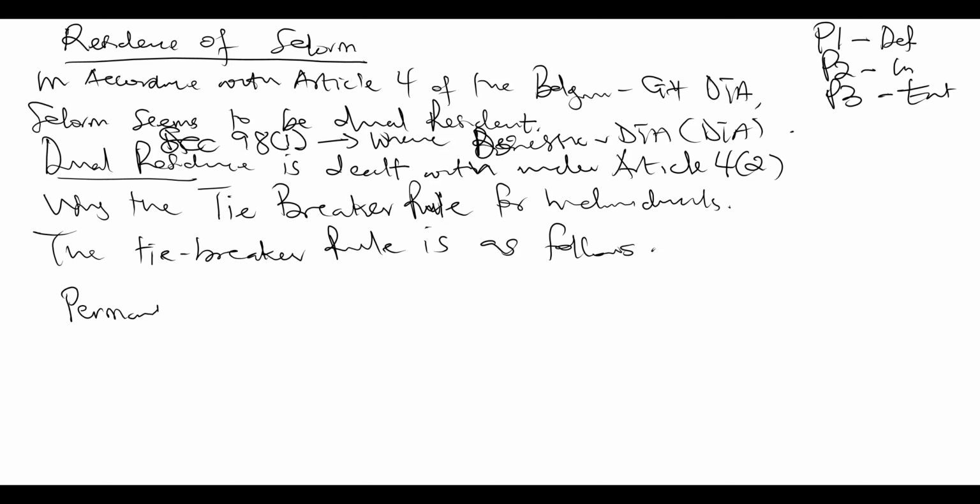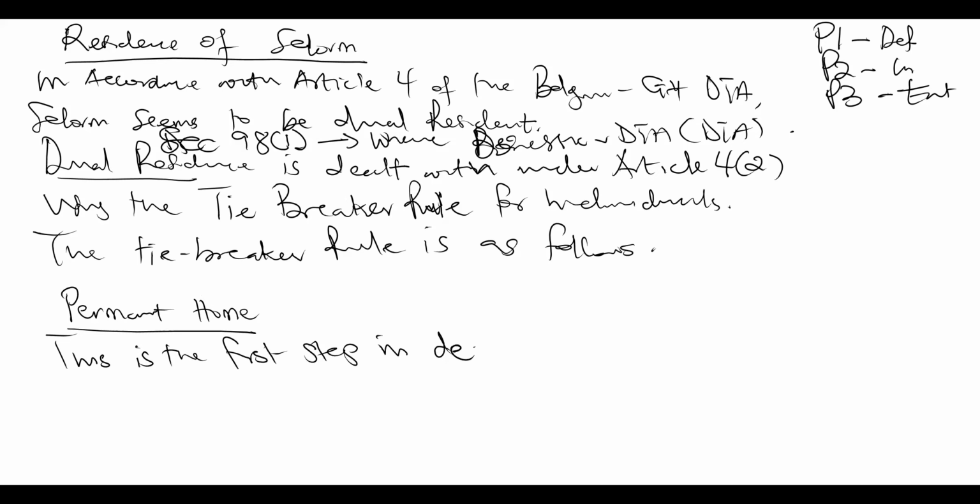Permanent home, right? Permanent home. You can give us the whole tiebreaker rule, then you take it one by one. They say this is the first step, not so. The first step in deciding the residence of the taxpayer or of Selom, not so.